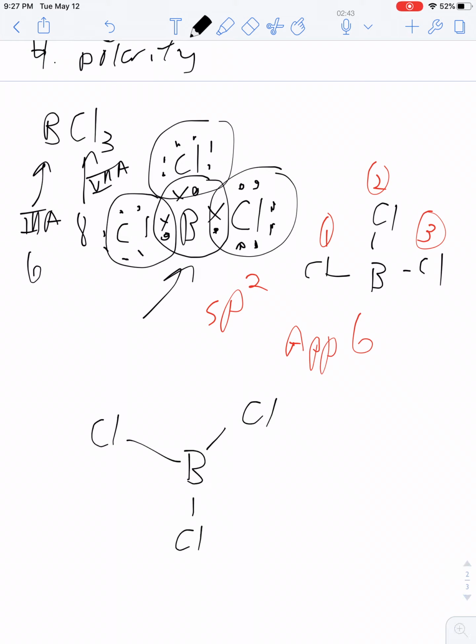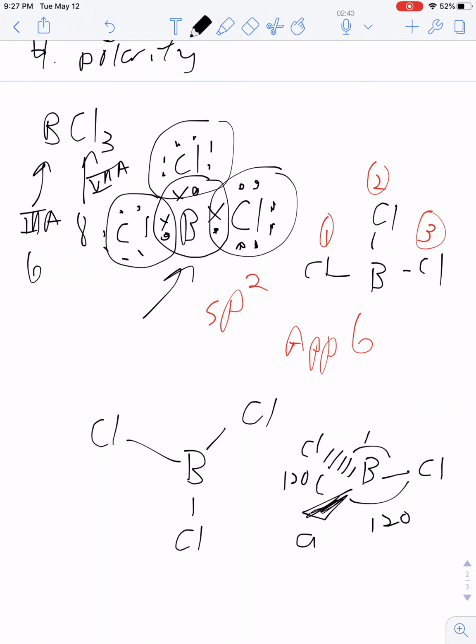Okay? The other way I could draw it would be a wedge coming out at you, coming out of the board, a dashed wedge behind, going behind, and the angle between all of these is going to be 120 degrees. So this is a 3-dimensional drawing of boron trichloride.